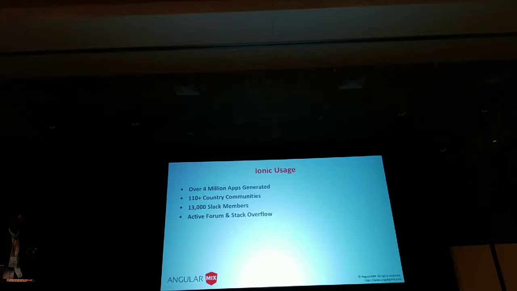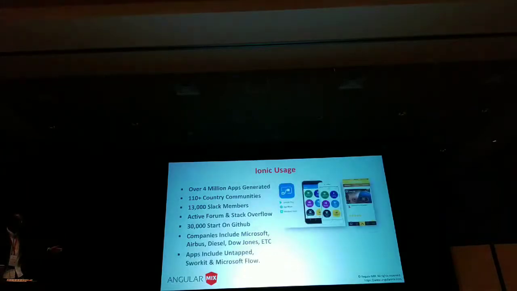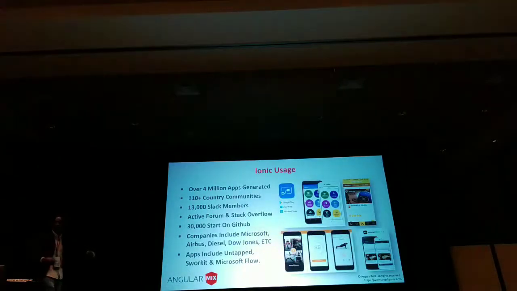So who's using Ionic? Over 4 million apps have been generated from the CLI since 2013. 110 plus countries have communities, 13,000 Slack members, an active forum in Stack Overflow, 30,000 stars on GitHub. It is actually the number one TypeScript project in the world. Companies include Microsoft, Airbus, Diesel, Dow Jones, and we have apps like SwerkIt with 22 million users.